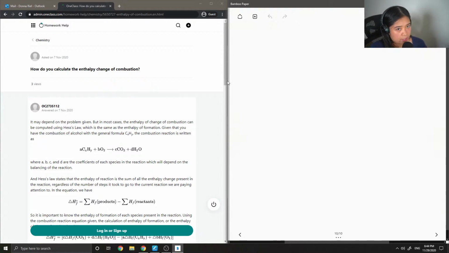Okay, so question 10 asks, how do you calculate the enthalpy change of combustion? Okay, so let me write out the definition of enthalpy change of combustion. And its symbol.